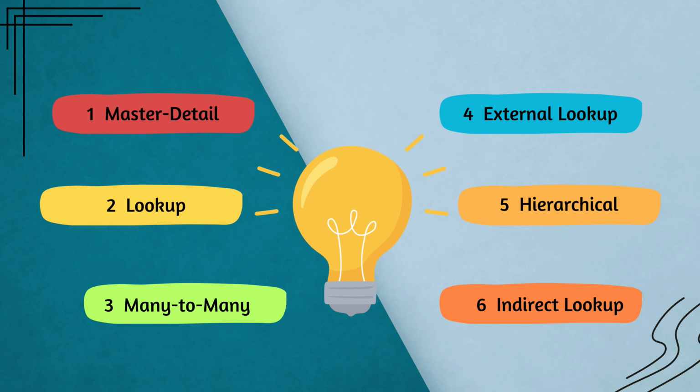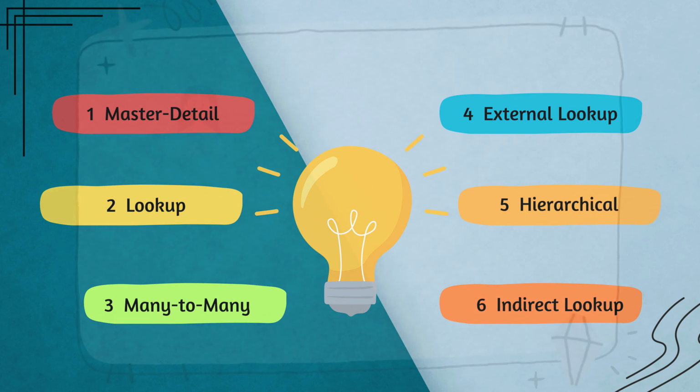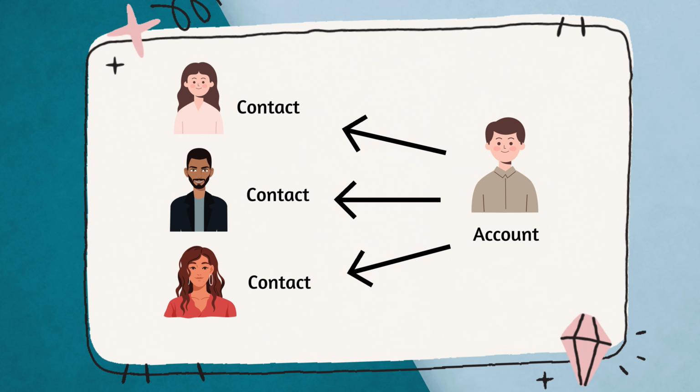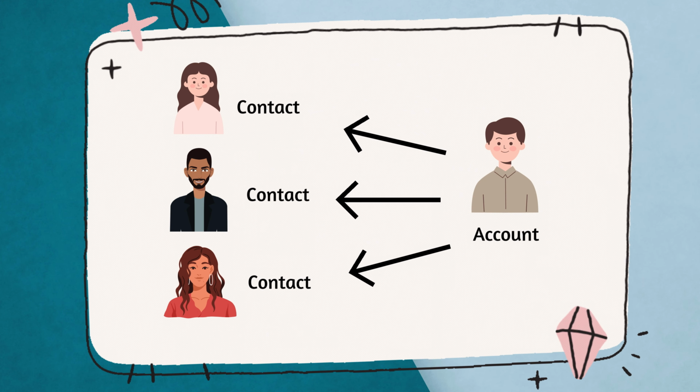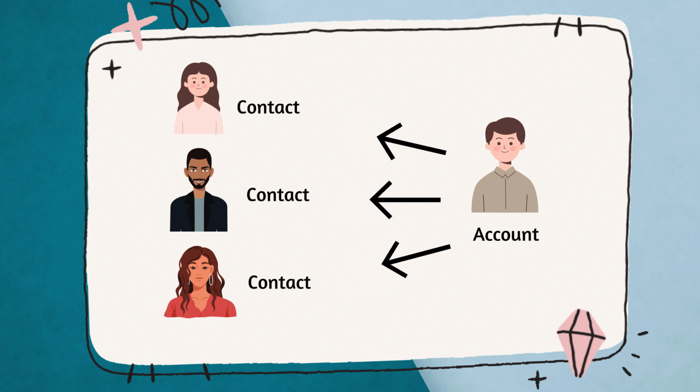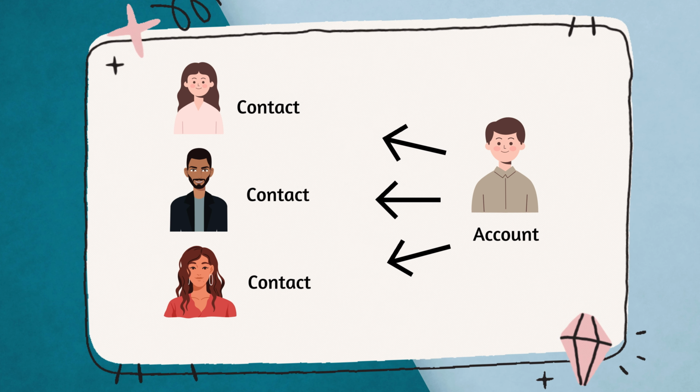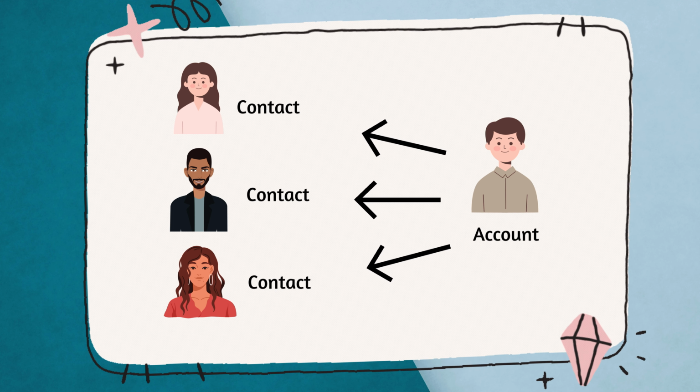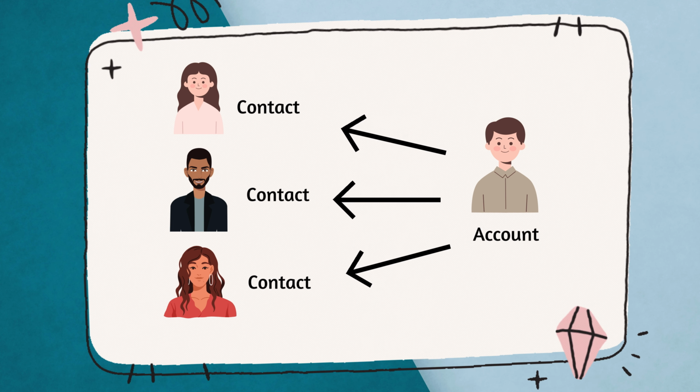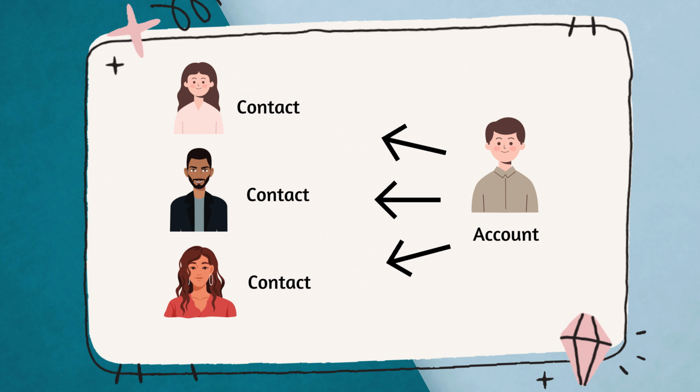So what exactly are object relationships? Consider the example of an account in Salesforce. Within an account, there's a web of connections to various individuals linked to it, like executives or IT managers, stored as contacts. This link between an account and its contacts represents an object relationship. This connection is an example of a standard relationship in Salesforce.